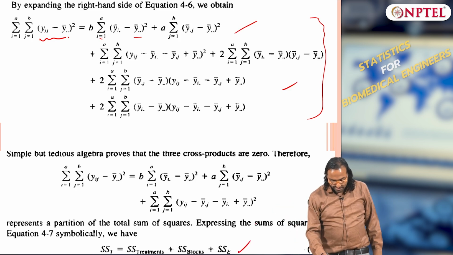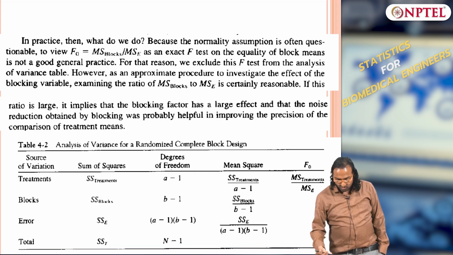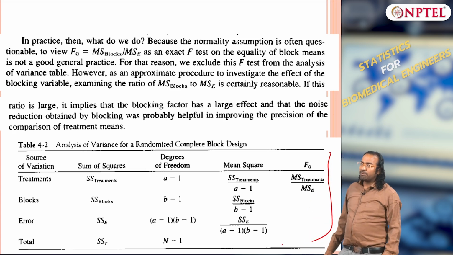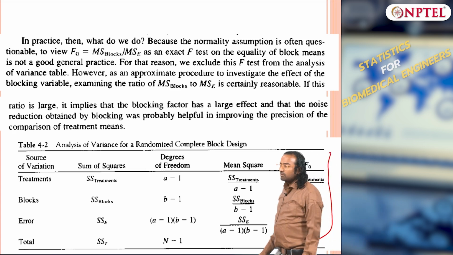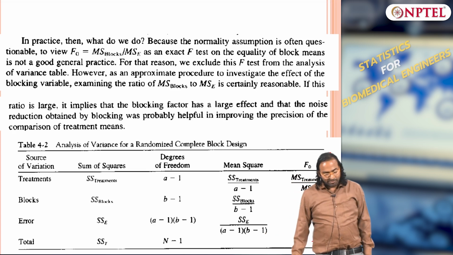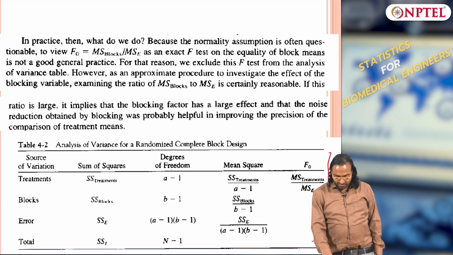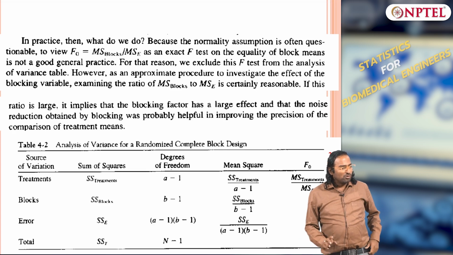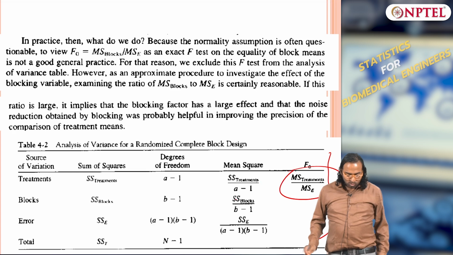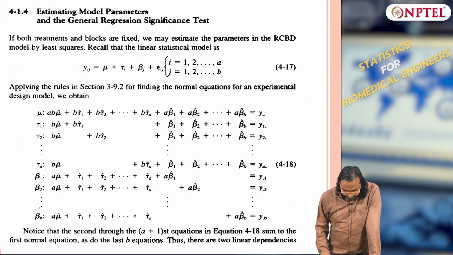So this is the sum square identity, you can demystify this, go through this. This is my table here, same table as ANOVA except that I have no blocks: a minus 1, b minus 1, a minus 1 into b minus 1, capital N minus 1, treatment by a minus 1, block by b minus 1, error by a minus 1 into b minus 1. My F test is usually on treatments, I can do the same for blocks also, nobody is stopping me.